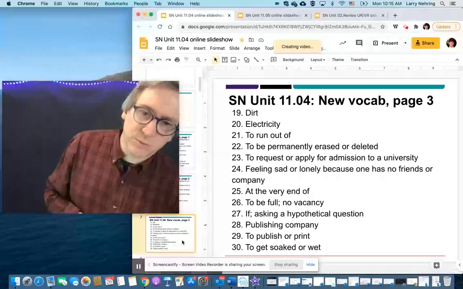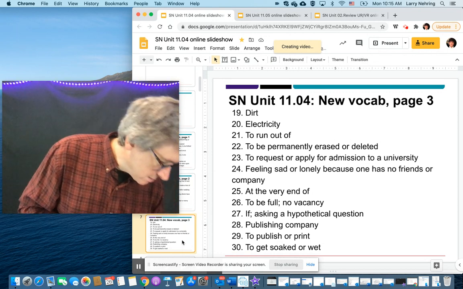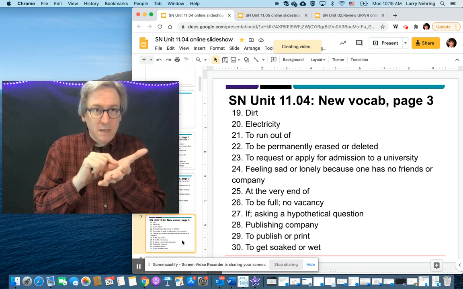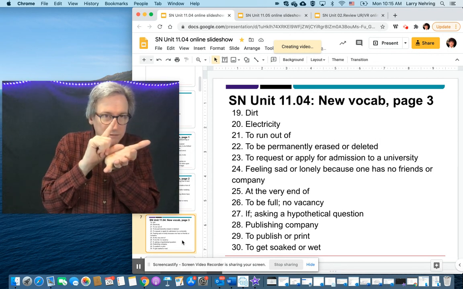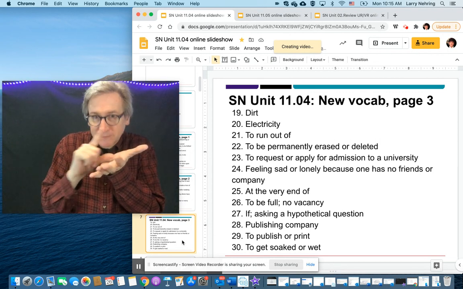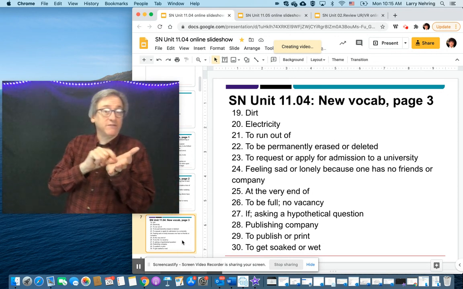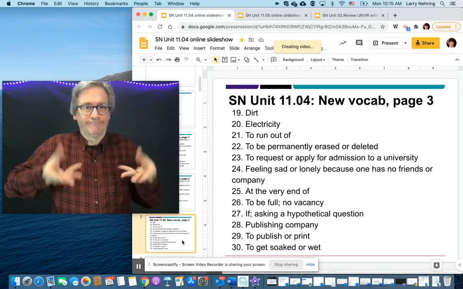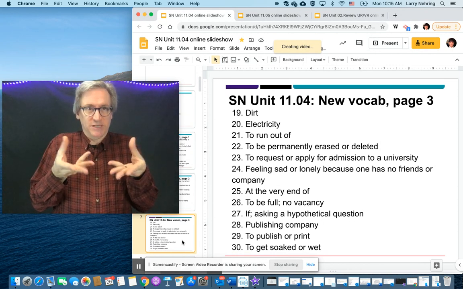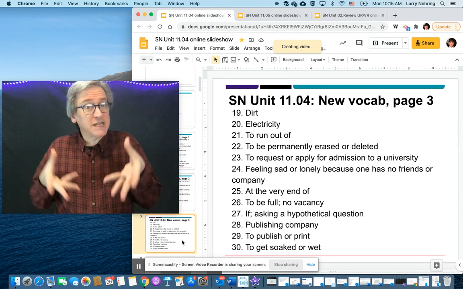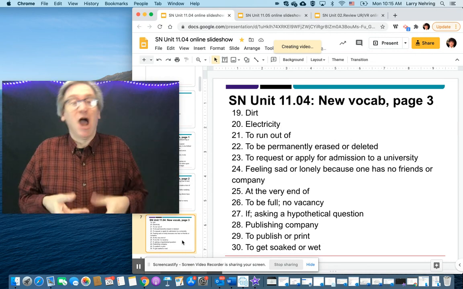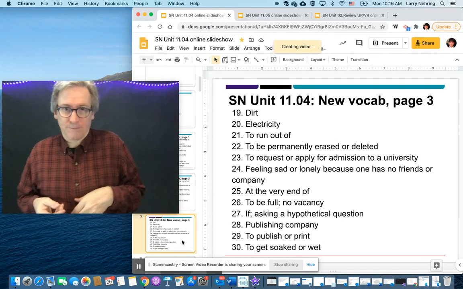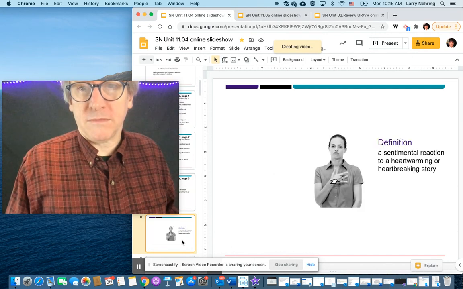Publishing company, publish, print, gets soaked or wet. Publishing or printing, it's like putting the little letters, or if you've got an old dot matrix. To publish or print, it's also a sign for newspaper. And to get soaked or wet. So squish it, squeeze the water out, wet. Very similar sign for soft. Usually the facial expressions are like, that's soft. I'm all wet. That's soft. I'm all wet. Cool. So that's all the vocab.